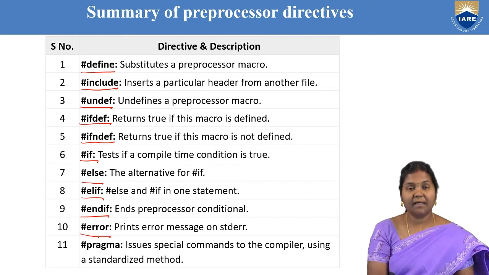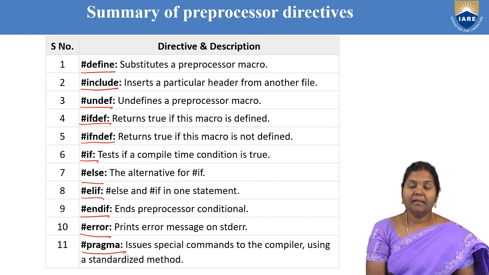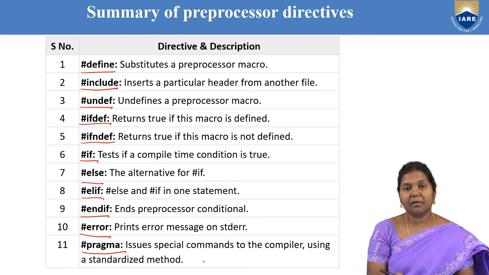All those you can use for conditional compilation. Similarly, hash error is there. Whenever you include this, a particular error message will be displayed on the standard error device. Then hash pragma is used for issuing some special commands to the compiler using a standardized method.